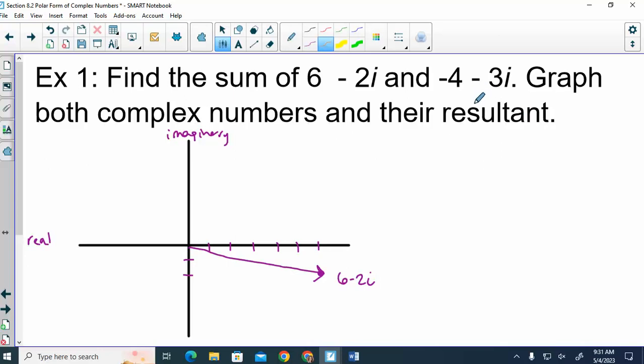So if I have to graph negative 4 minus 3i, my real is negative 4, my imaginary is negative 3. So we go left 4, down 3.